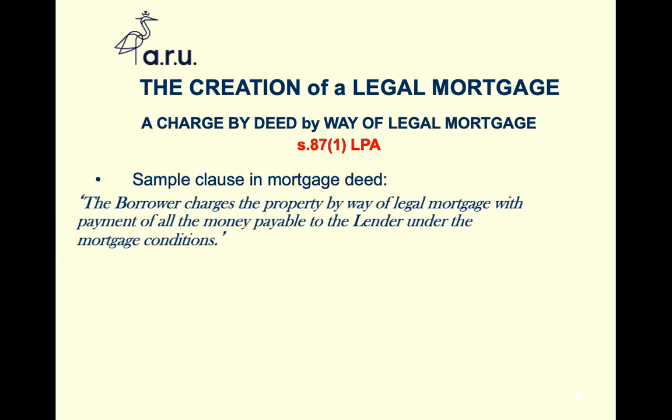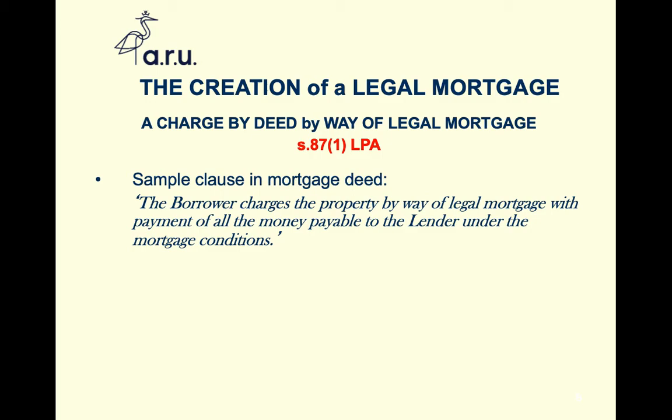What would that look like within the deed? You're always asking me, what does a deed look like? What will the deed say? The deed would have this information in it. The borrower charges the property by way of legal mortgage with payment of all the money payable to the lender under the mortgage conditions. If you can recall from contract law, what it's doing there is incorporating other documents into the deed. Those become similarly binding because the deed has been signed and is a legal document. It relates and refers to conditions, so the terms of the agreement are within the mortgage agreement itself.